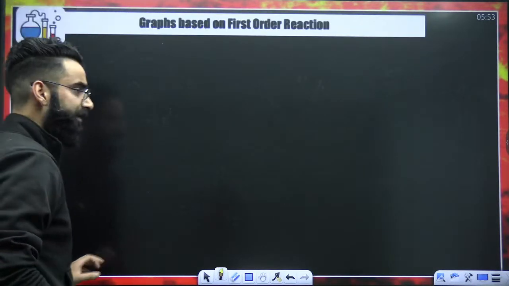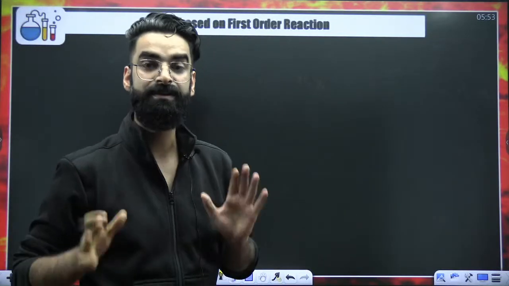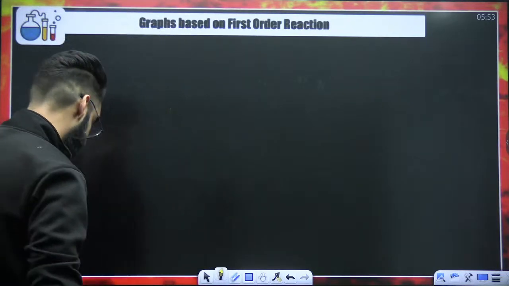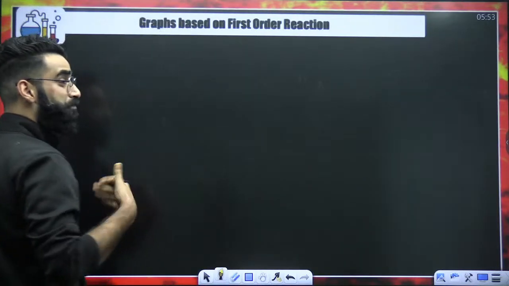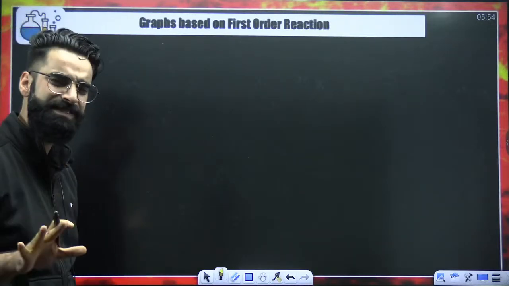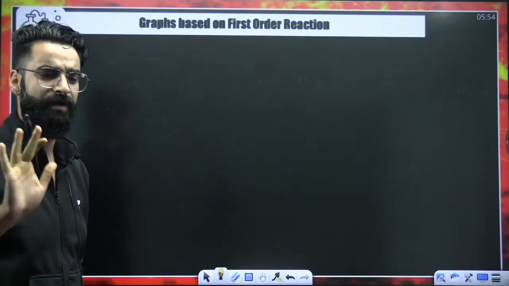till now, whatever equations I have given you, how do we make different types of graphs for the first order reaction? Try to understand what exactly I'm going to say. Graphs which are related to first order reaction. There are a lot of graphs, but right now I'll be showing some 4 to 5 graphs. The other graphs will be discussed too, but after some time.